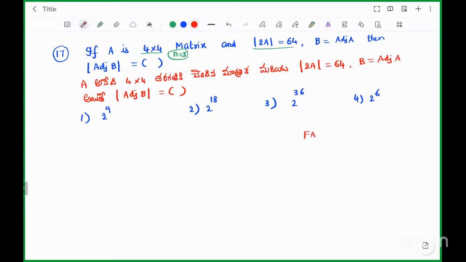What are the facts? So first fact, det of KA, where K is a scalar. So the determinant of KA is very important. What is the det of KA? Right. 1 minute.